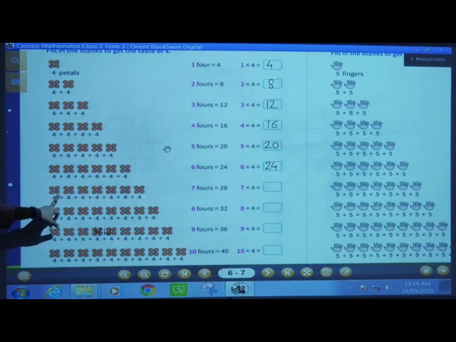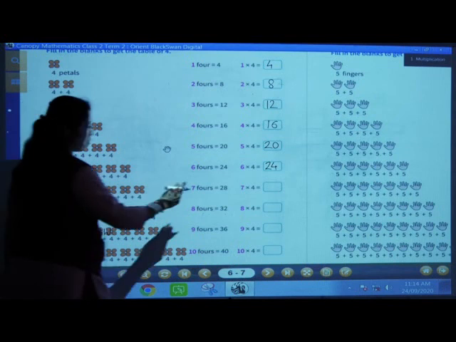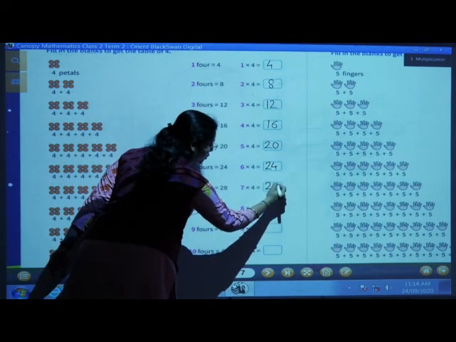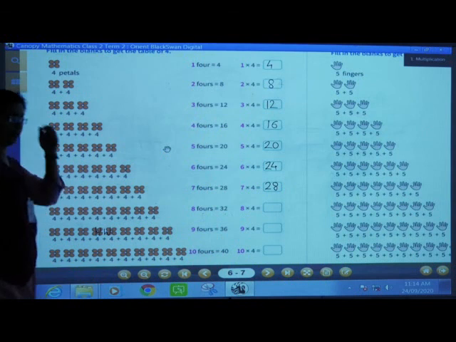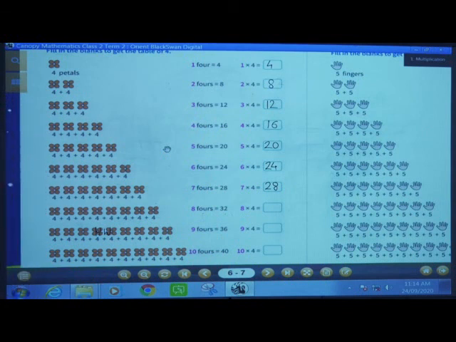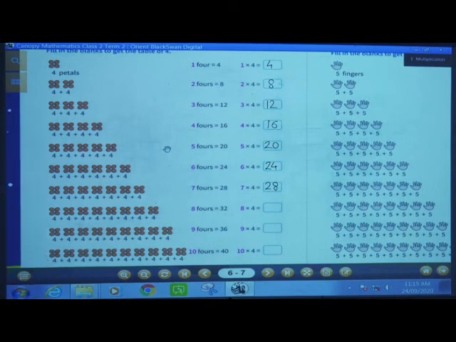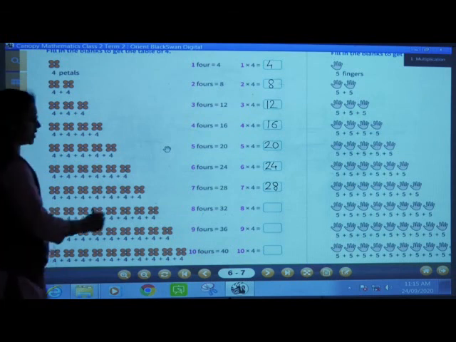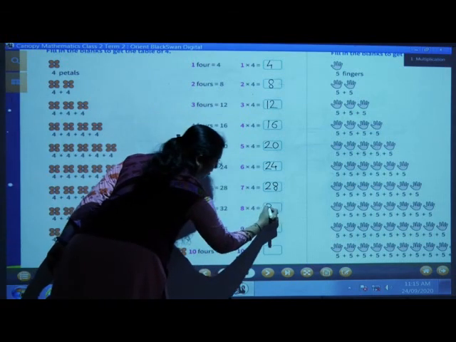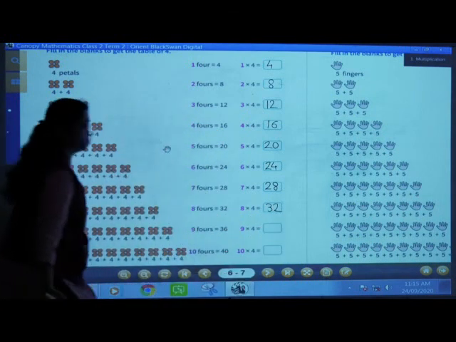Here 7 times 4 is there. Therefore, 7 4s are how much? 28. Eight flowers are there. Means 4 is repeated how many times? 8 times. Means 8 4s are 32.